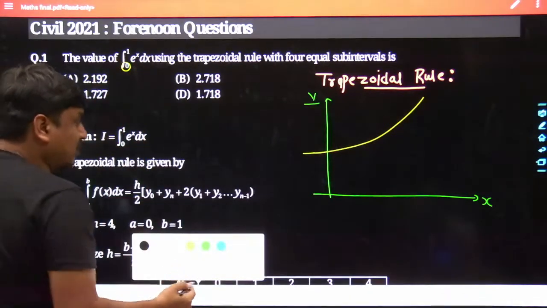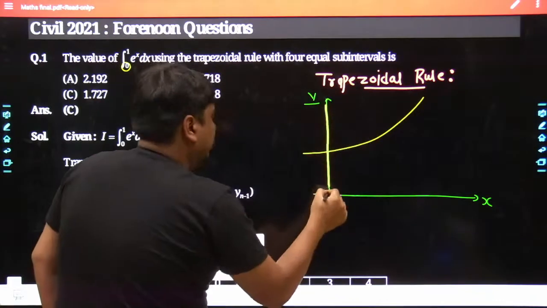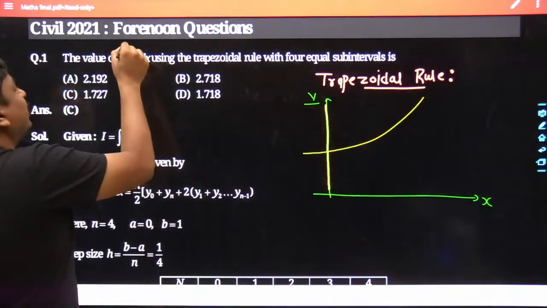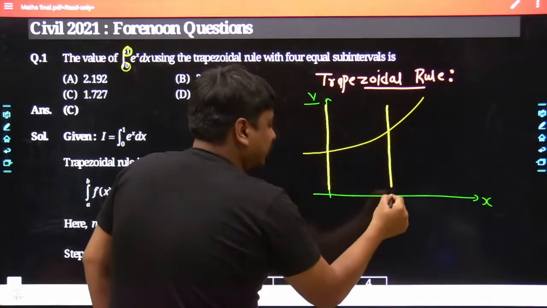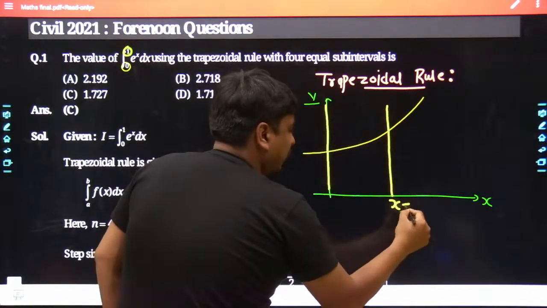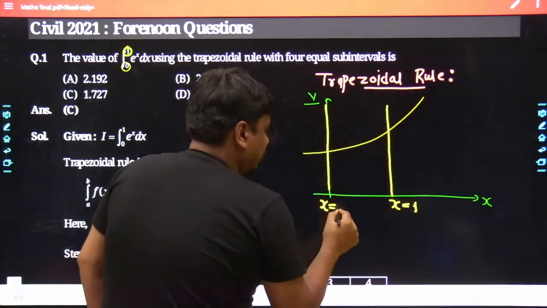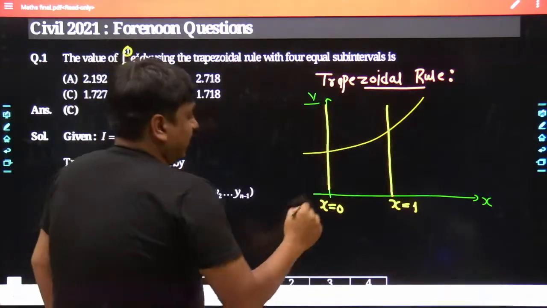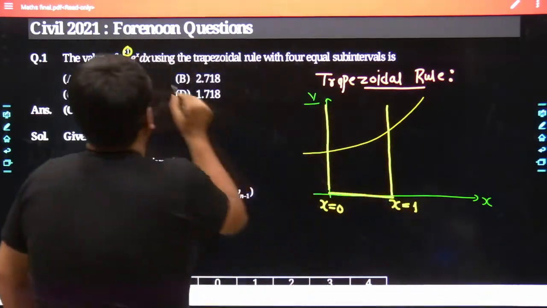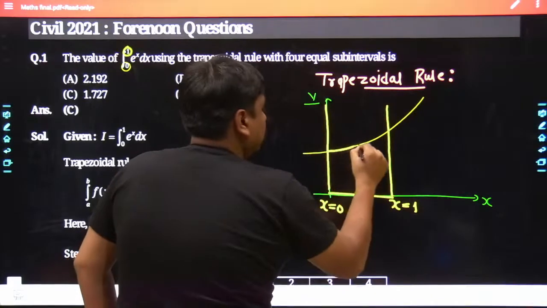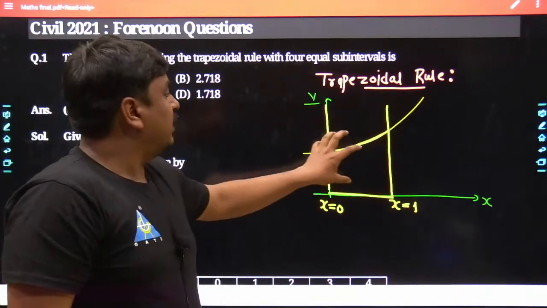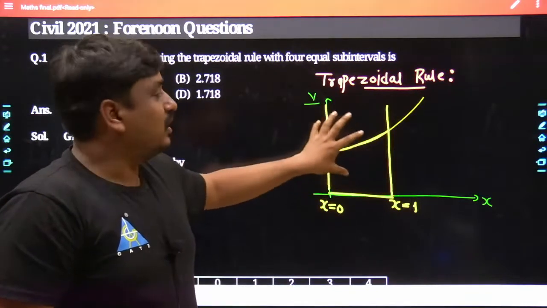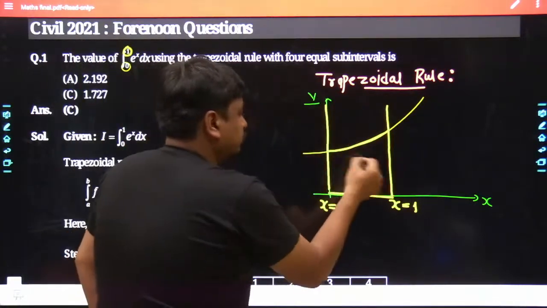That means it is nothing but the y-axis. Similarly, x equals 1. Obviously, it would be a vertical line shifted to x equals 1. It is x equals 1. It is x equals 0. Next is the x-axis itself, and the next is the function e to the power of x. Agreed what I am saying? That means you had to find the area which has been occupied under this curve, this one.